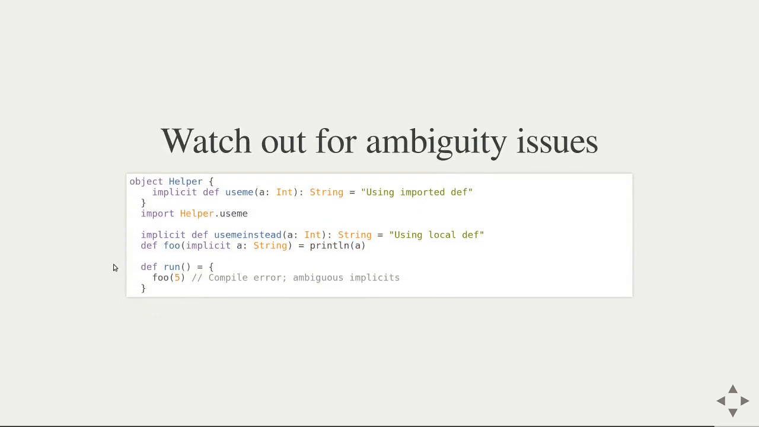Ambiguity issues. So here I have an implicit conversion that I have imported and an implicit conversion that I have defined locally, and then I want to convert my integer into a string so that I can invoke the foo function. That will throw an error because I have two implicits available to me in the same scope. So watch out for those.